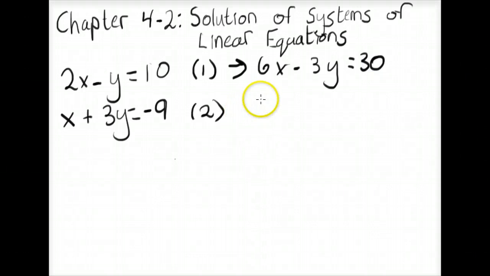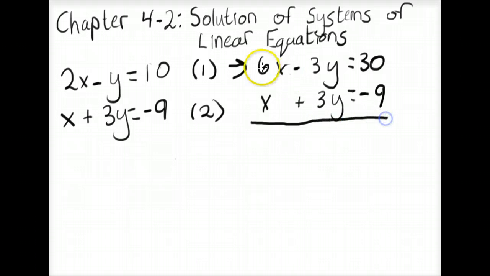At which point we can take the second equation, x plus 3y equals -9, and just add both equations to each other. So we have 6x plus another x, so it's going to be 7x. -3y plus 3y is going to get 0y, which cancels the y variable out. And then adding 30 and -9, we're going to get 21. So then solving for x, we get x equals 3.